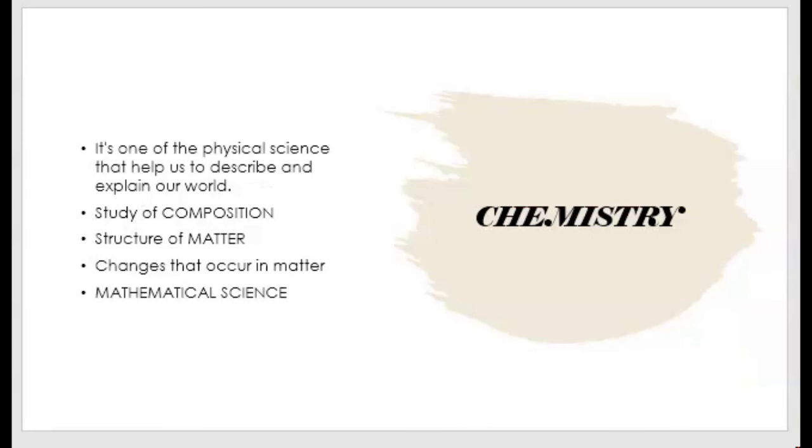It is one of the physical sciences that help us to describe and explain our world. This chemistry includes mathematics and physics. It is the study of the composition and structure of matter and the changes that occur in matter. So it is a logical science, it is a physical science, and it's a mathematical science.